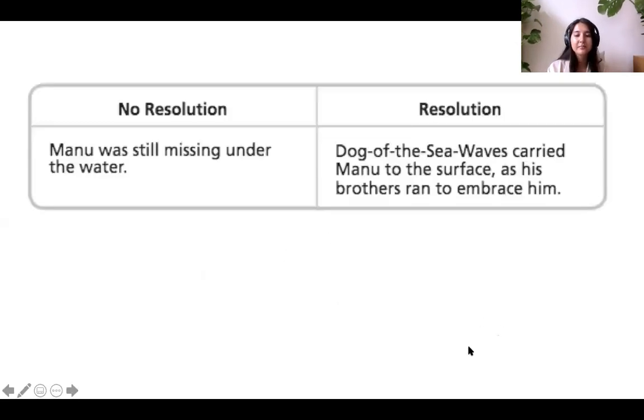Let's have a look. Here is no resolution. "Manu was still missing under the water." If this is how our story ended, we wouldn't really be that satisfied. It's not a very good ending. It doesn't let us know, is he okay under the water? Has he grown a magical tail and turned into a seal himself? I don't know. There's no resolution. There's no closure. There's no answers to my questions.